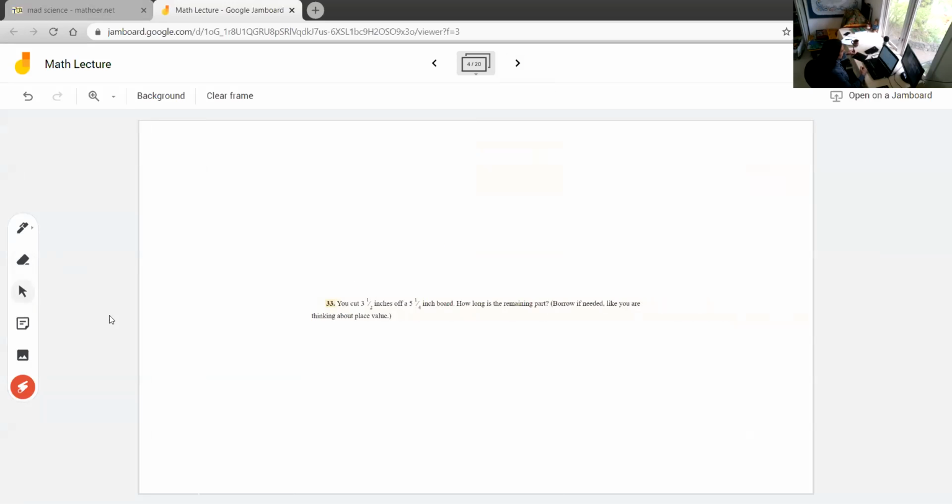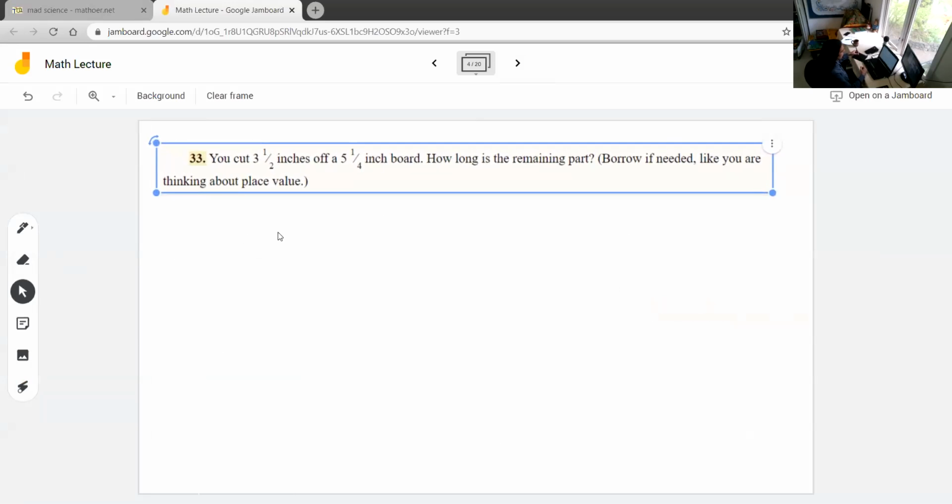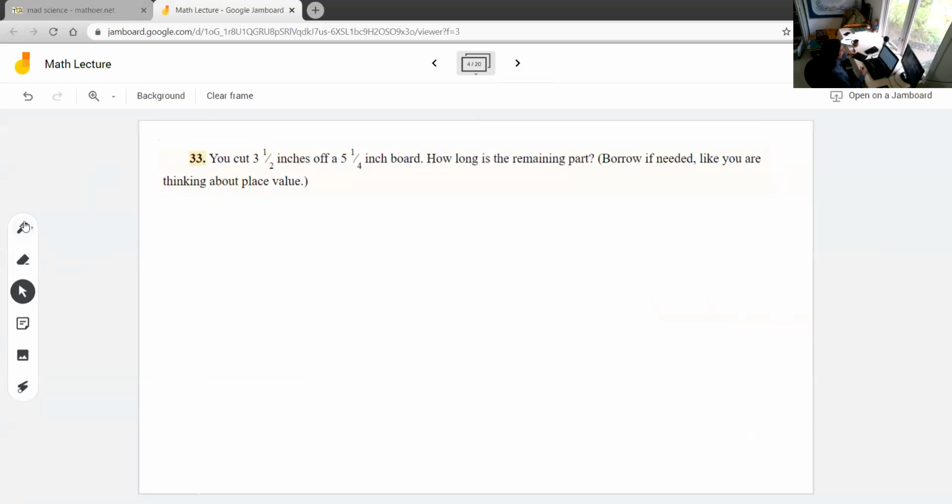Okay, I'm going to move on because people, I think, are done. Holler if I'm moving too fast. Now we have a different problem. We have a 5 1/4 inch board, and I want to cut off 3.5 inches.